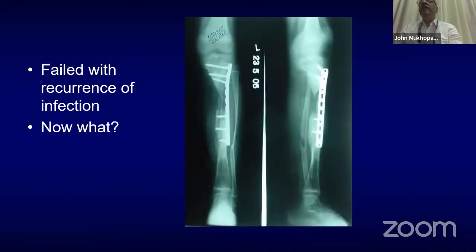You can see that the fibula is kind of disappearing, but you can see how where we had taken the fibula from is now regrowing, okay? That is something we see in kids very often. The fibula that you take out, as long as you leave the periosteum, you get new fibula forming there. So now we had this recrudescence of the infection with the plate there.